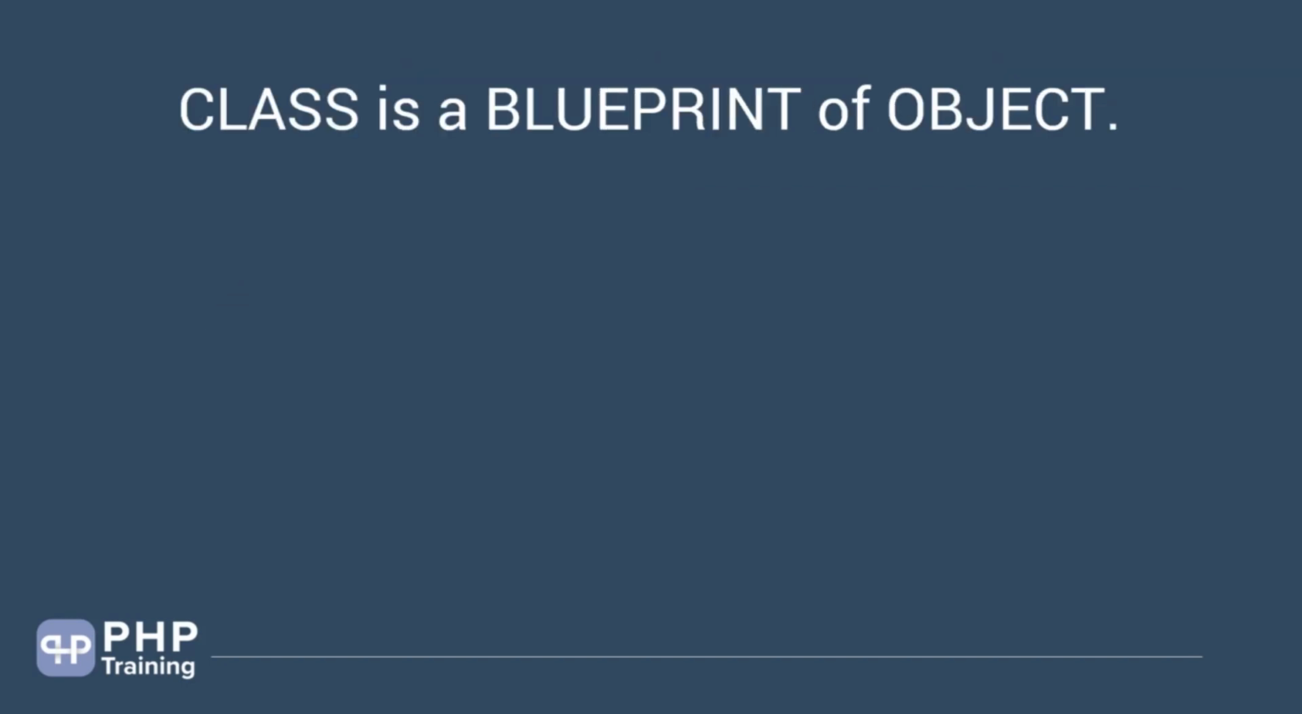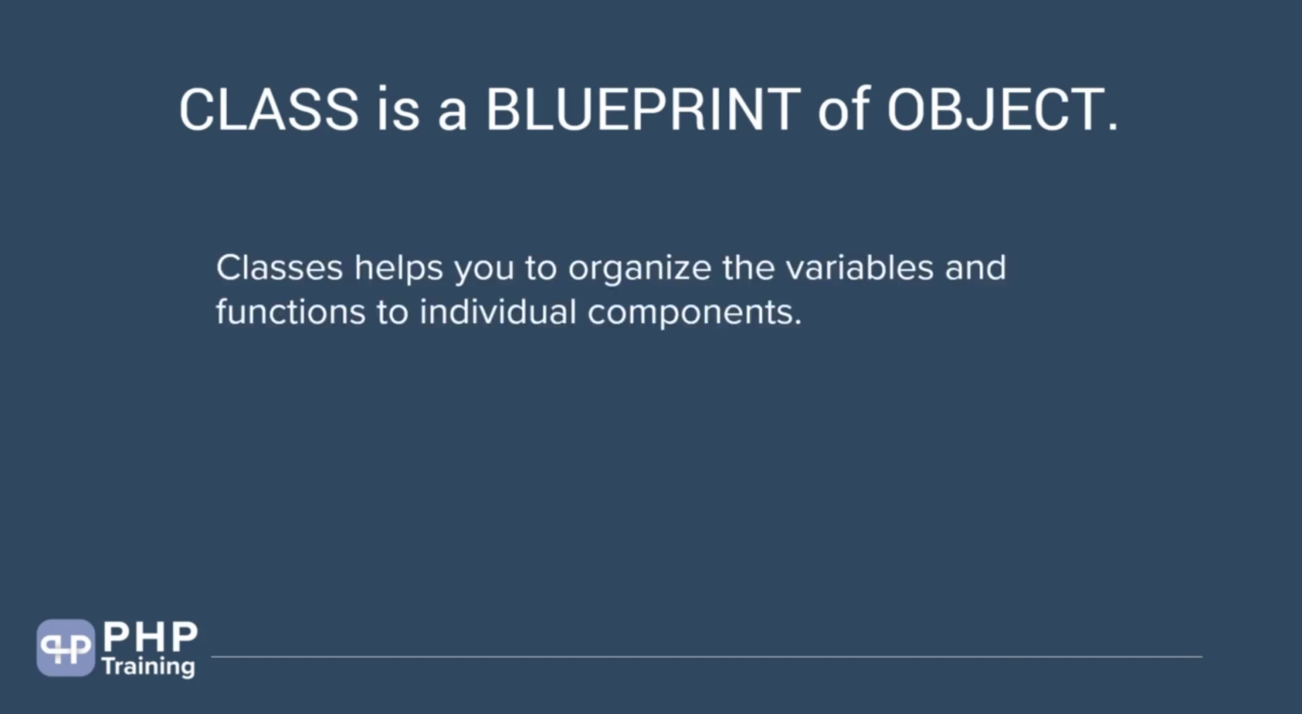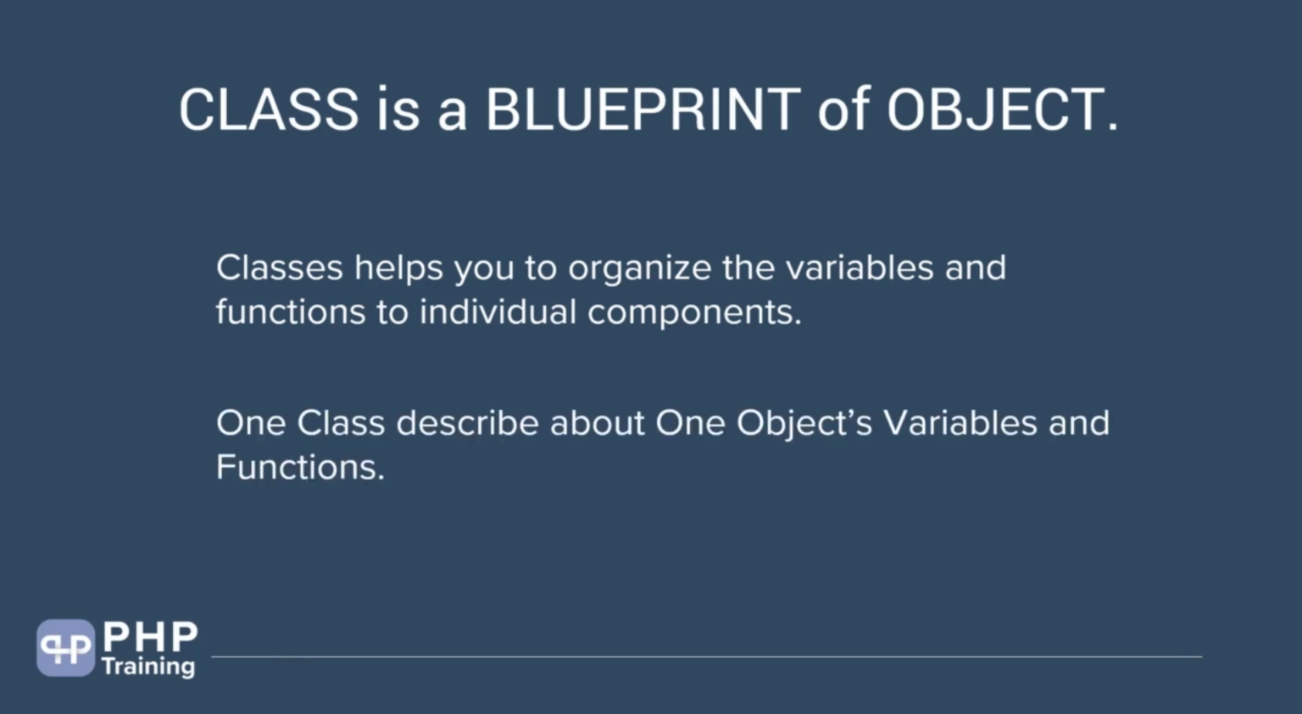So let's do a quick recap. Class is a blueprint of an object. So class is basically a specification, a definition, or documentation of how you're going to organize your code into variables and functions. An object is something you create from a class and use. Classes help you organize the variables and functions into individual components, and one class describes one object's variables and functions. This is very important to understand.